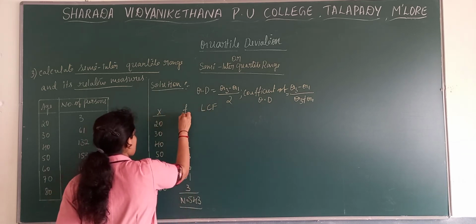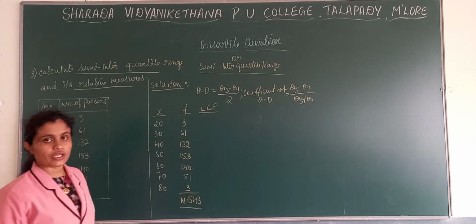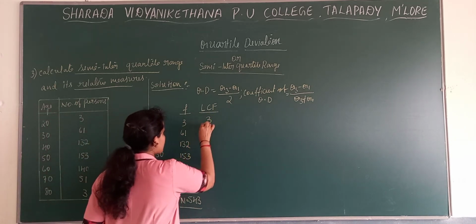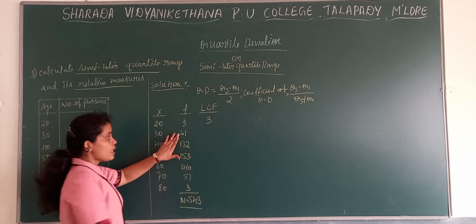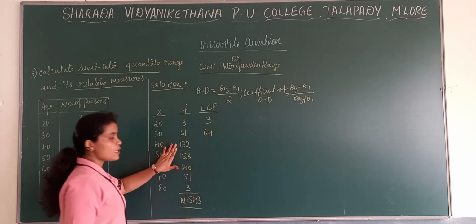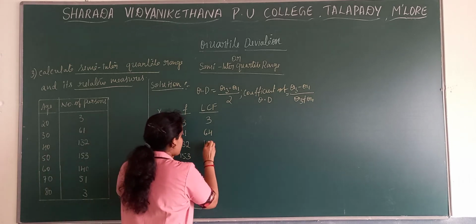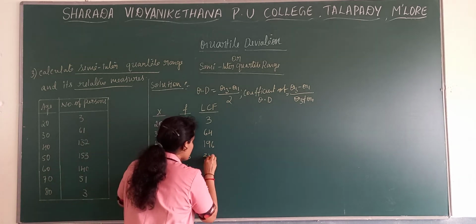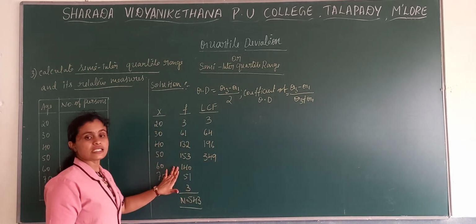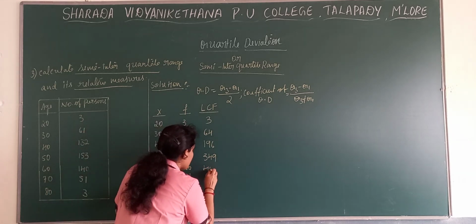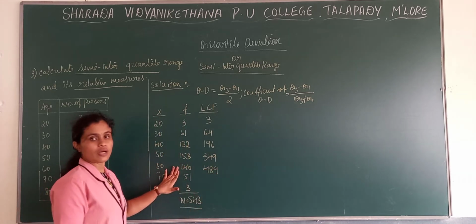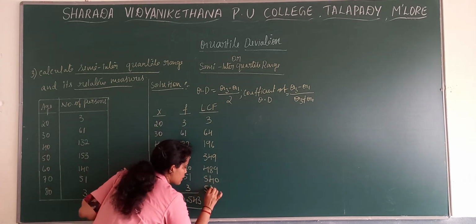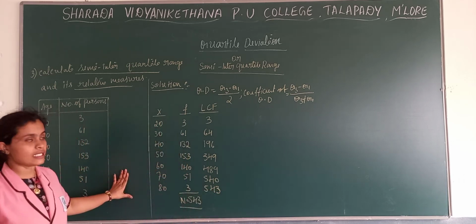In case of quartiles and median, we need to find out their LCM, that is, less than cumulative frequencies. Find their LCM. 3 plus 61 is 64. 64 plus 132, 196. 196 plus 153, that is 349. 349 plus 140, that is 489. So 489 plus 51, that is 540. So 540 plus 3, that is 543. So this is about LCM.